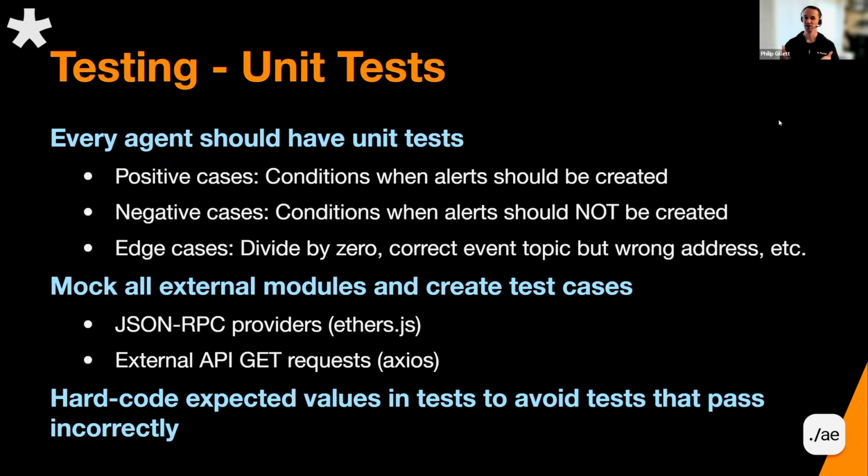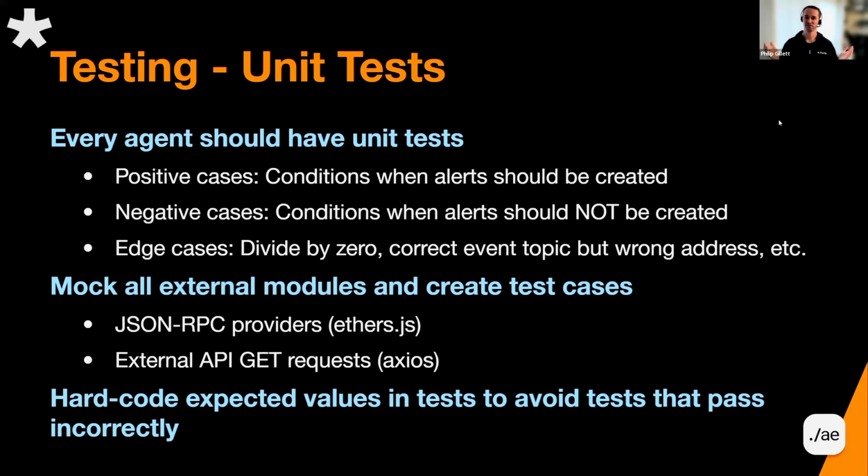So your unit tests should provide positive cases where I know under these conditions an alert should be submitted, and then negative cases where I know for certain it shouldn't be submitted. Edge cases can be really tough to find, but are again very critical.